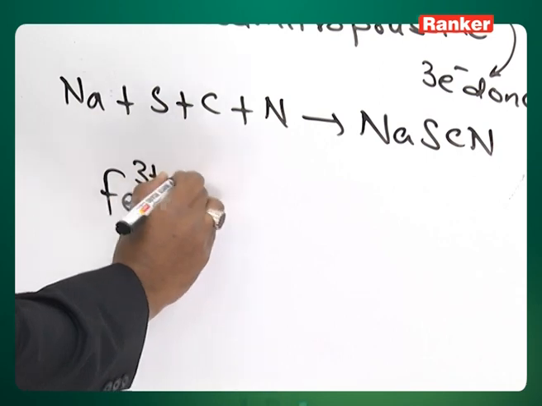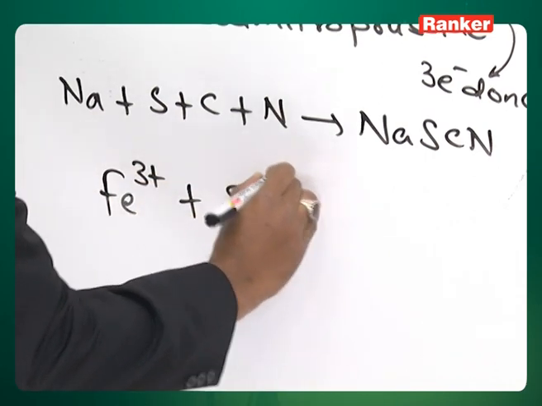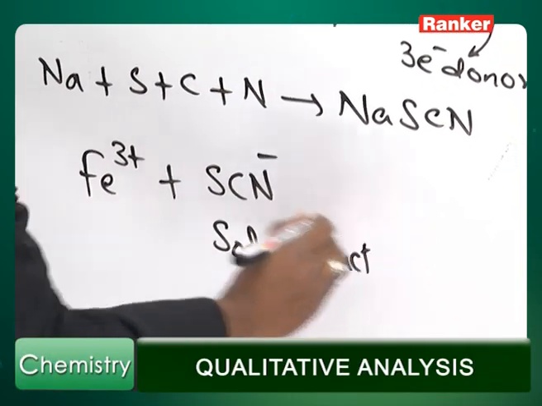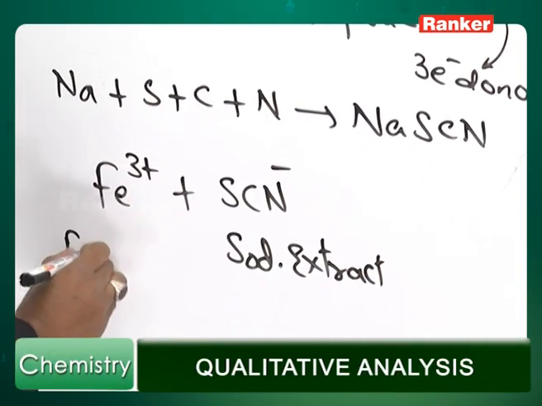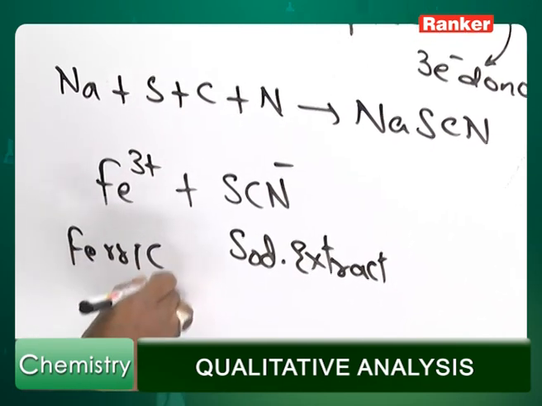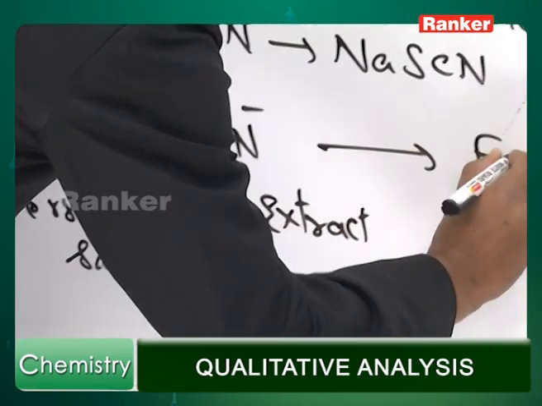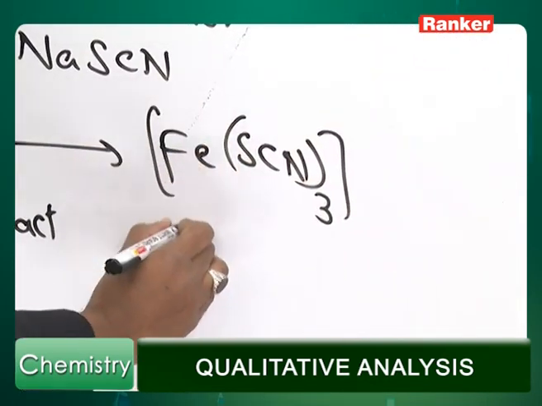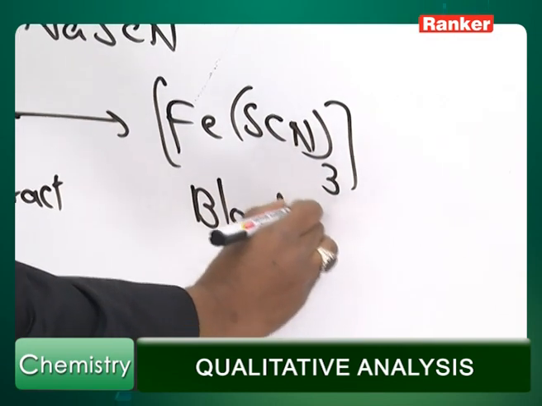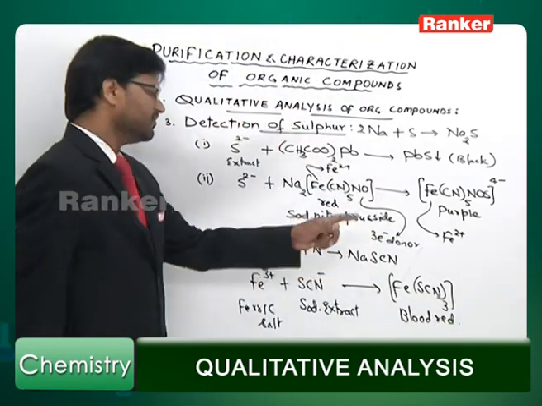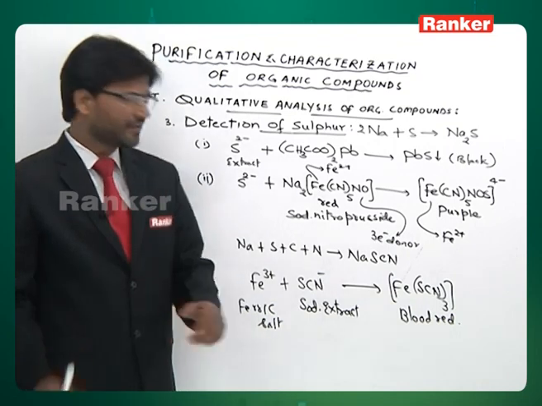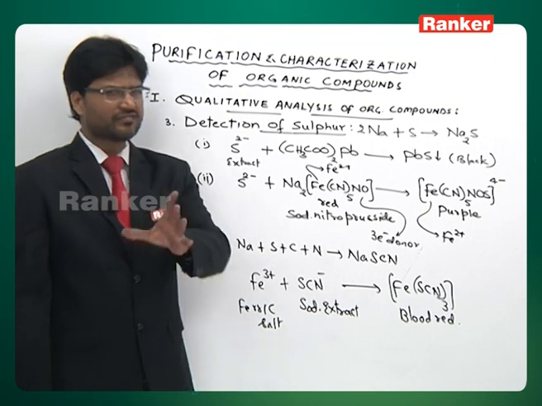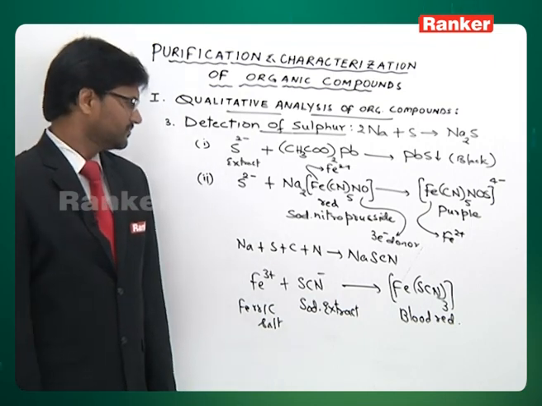You add ferric salt to sodium extract. This is sodium extract which contains thiocyanate, and this is ferric salt. Then you get a complex species of this type. This has a blood red color. So, this appearance of blood red color indicates presence of thiocyanate in the extract, which in turn indicates that both sulfur and nitrogen are present in the organic compound.